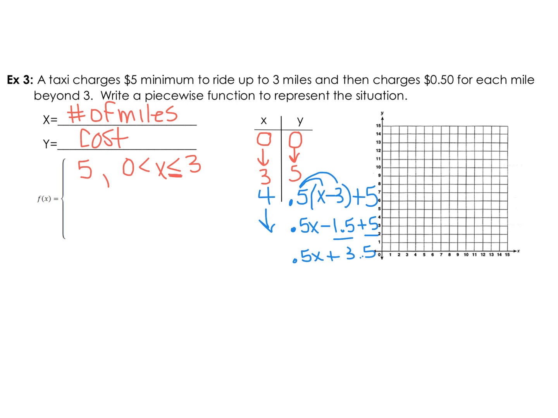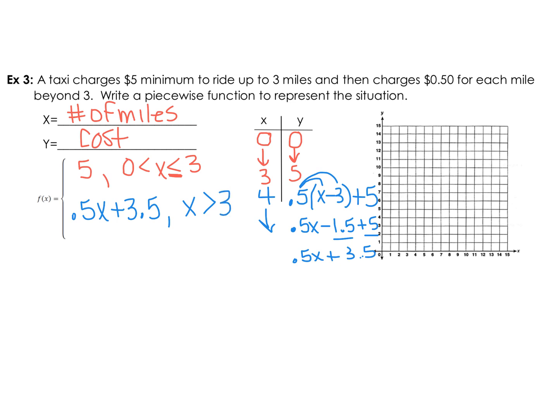Now, moving to the next equation, we've already got our equation right there. It's 0.5x plus 3.5. And this is for all of the x values above 3, so greater than 3.